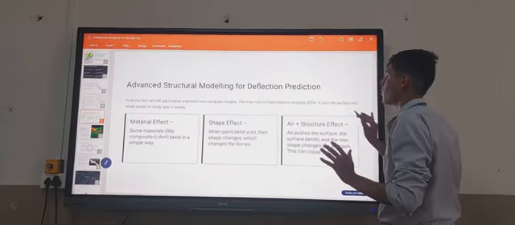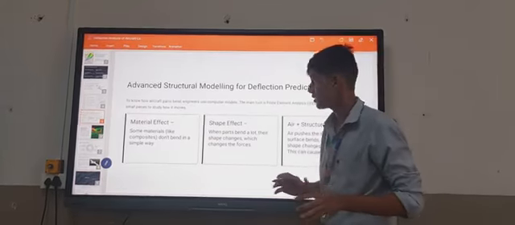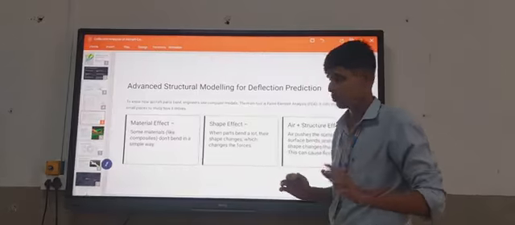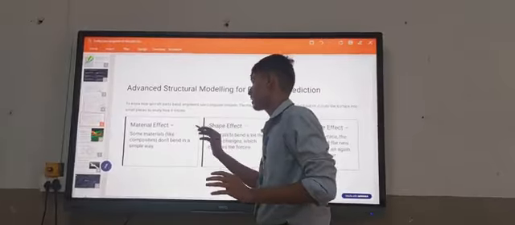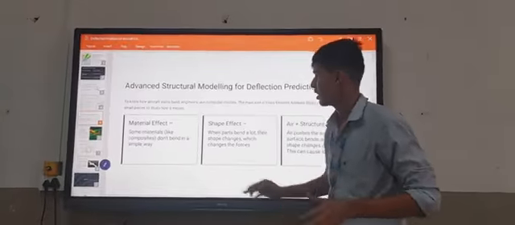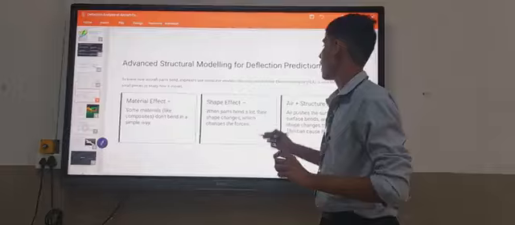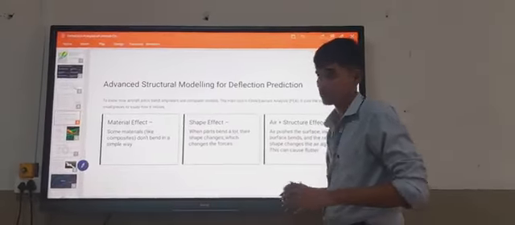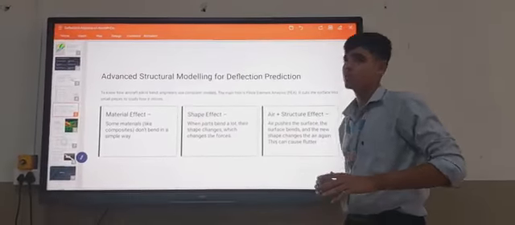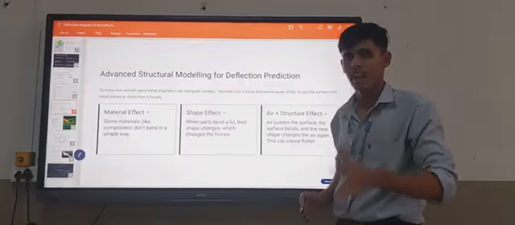We can cut the surface into small parts, small pieces, and understand how it moves. Material effect: some materials like composites don't bend in a simple way. And the shape effect: when a part bends a lot, the shape changes, which also changes the force, and it can crash the airplane.